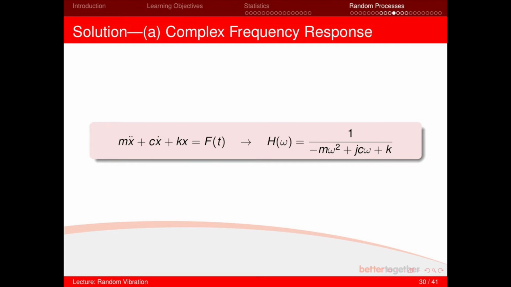There's my equation of motion, that should be straightforward. You should understand that if you've got a mass spring damper system, then you've got that equation of motion. That's pretty basic. And obviously, if you go through the process of replacing x with big X e to the j omega t, and so on, you end up getting this as your complex frequency response. So there's our complex frequency response, that's part A.